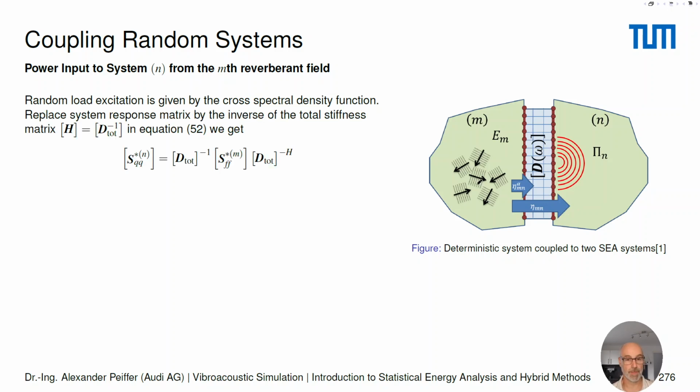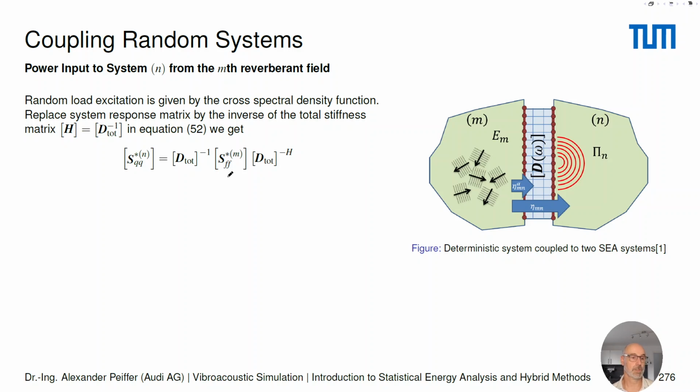So we know that this constitutes a random load which has to be described by a cross-spectral density matrix. And we know that the response of a system to a random load is given by this triple matrix multiplication. From our derivation of the statistical excitation of a matrix described system, we know that this is normally done by the transfer matrix H, which is here now replaced by the inverse of the total stiffness matrix, because this is how we can describe the dynamics of the system here in the middle. So this is the random mechanical response equation.